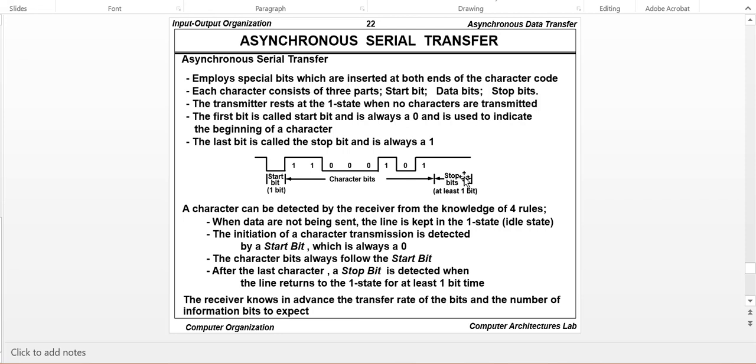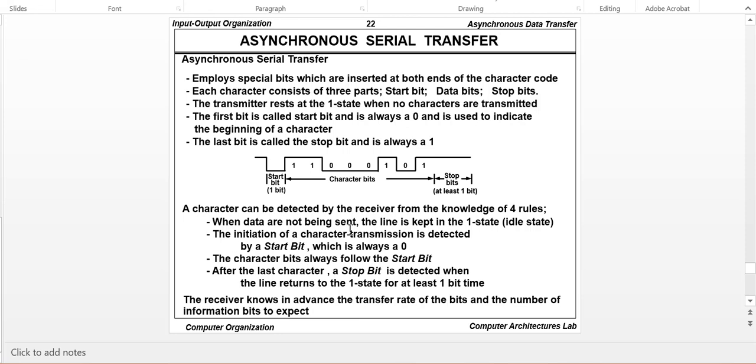There may be 1 or 2 stop bits also. The start bit is alone, there will be only one single bit, whereas the stop bit can be 1 or more. So this is the format in which the data will be transferred in asynchronous serial transfer mode. These are all the rules.